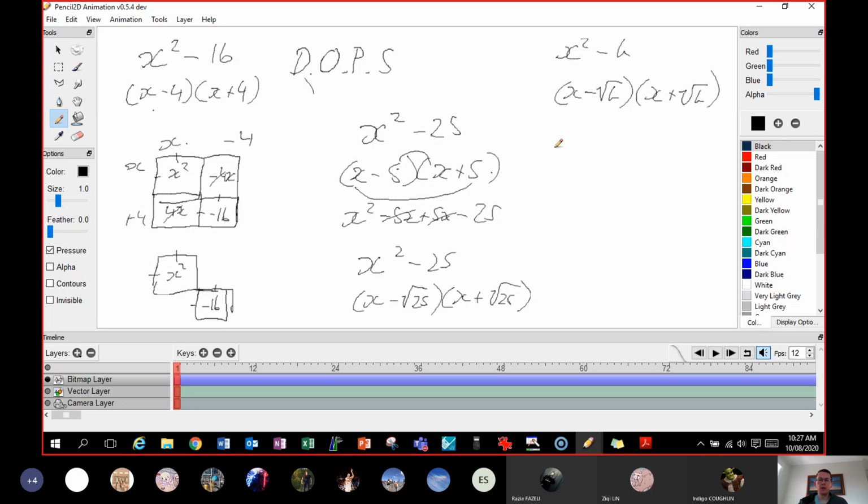How does this help? Well, let's just go with, I've got x squared minus 10. Oh, 10 I don't know the square root of. If it was 4, or 9, or 16, it would be really easy. You can still do this. And that would be your answer.